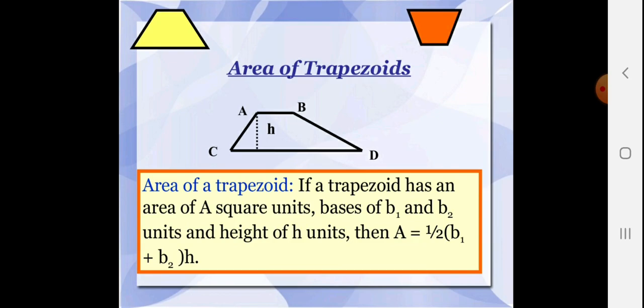Area of trapezium. You can see H is the height and the bases are AB and CD. So the area of this given trapezoid becomes 1/2 of H into B1 plus B2. That means height divided by 2 into the sum of the 2 bases.